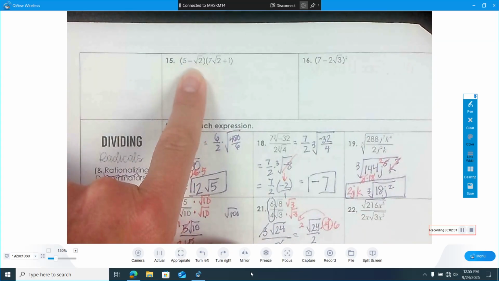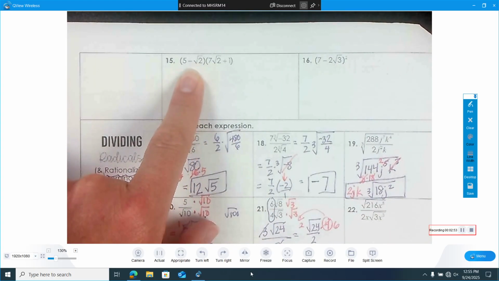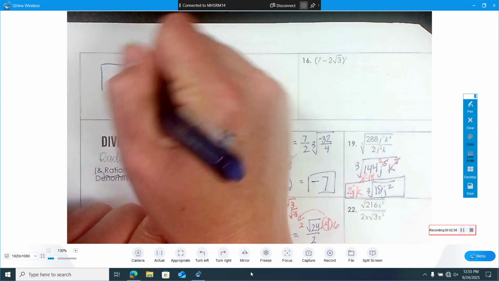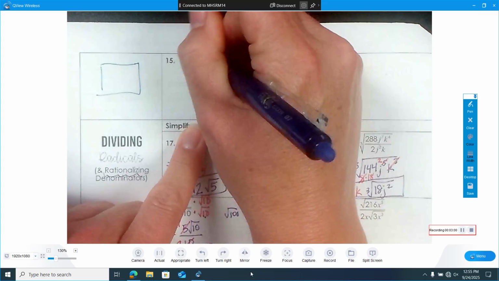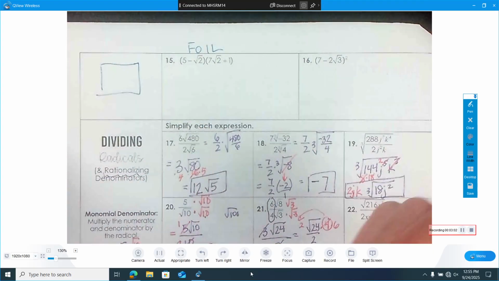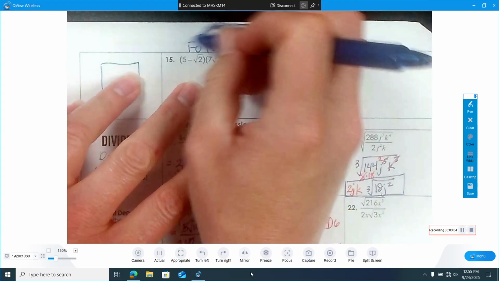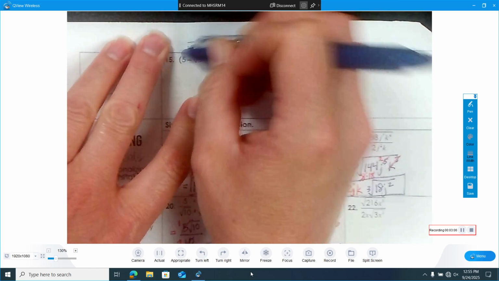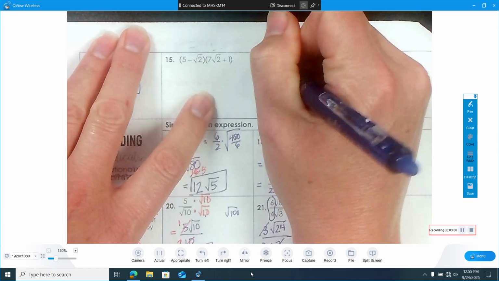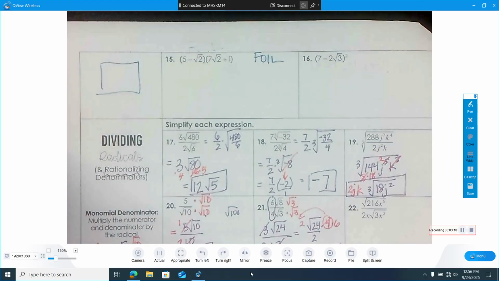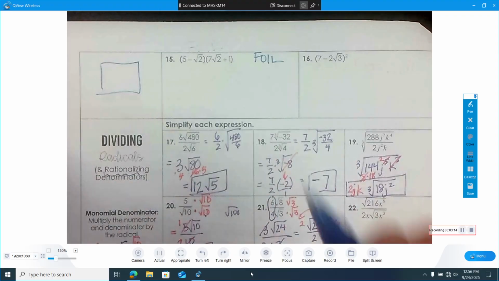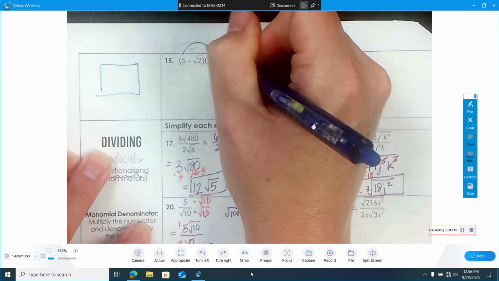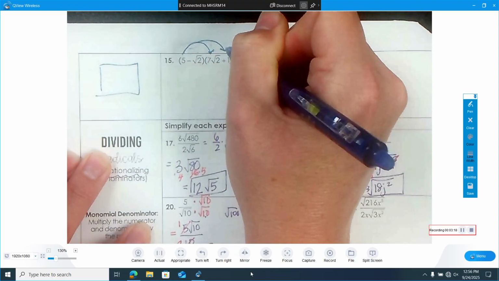Here we have a binomial times a binomial. How do you suppose we have to multiply these together? You could use the box method if you want to. I am just going to FOIL, because that's what I do when I have binomials. I would use the box method if I had a binomial times a trinomial or a trinomial times a trinomial. But FOIL, we're just distributing, so that's all we're doing here.